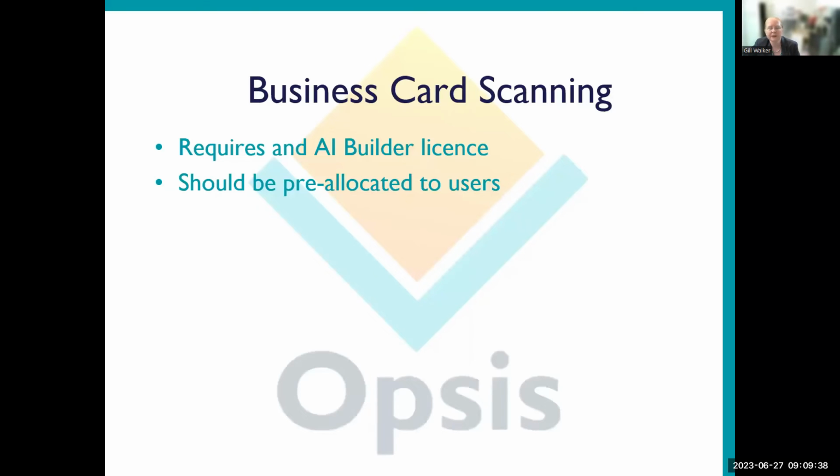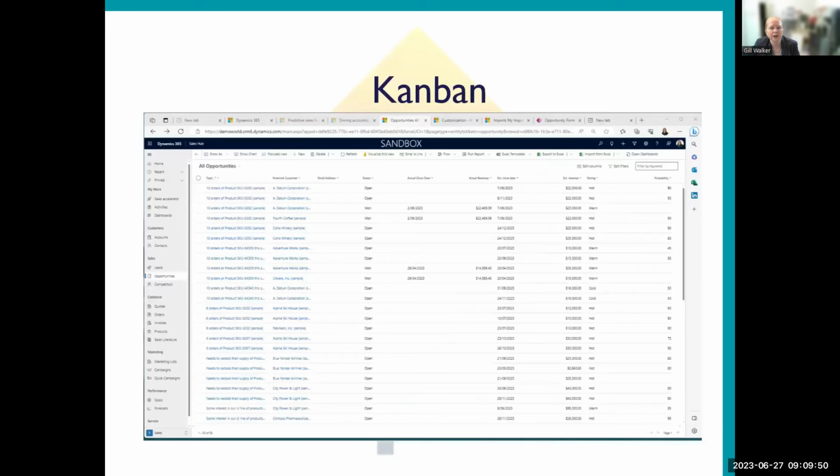So the next thing I'm going to show you is working with your opportunities in a Kanban view. And this is something that a lot of salespeople wanted for quite some time before it was introduced. And again, I'm going to do this with a short video. This video demonstrates the Kanban view, which is another of the features available with an enterprise sales license.